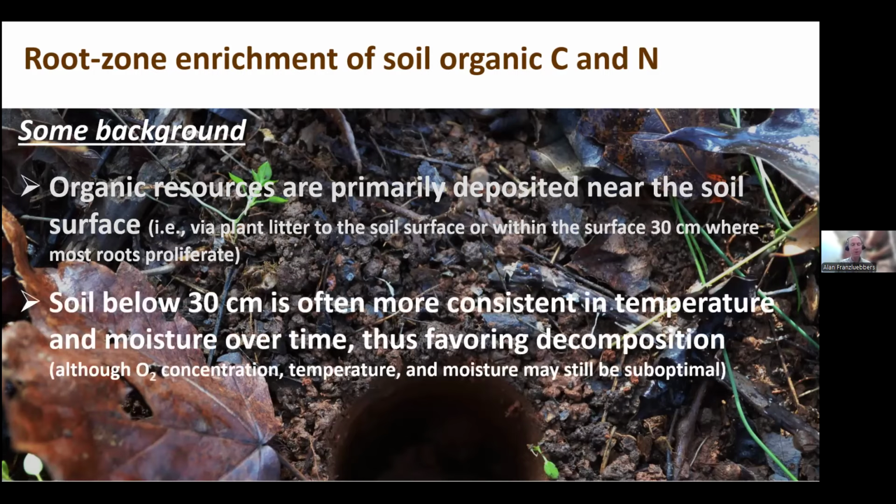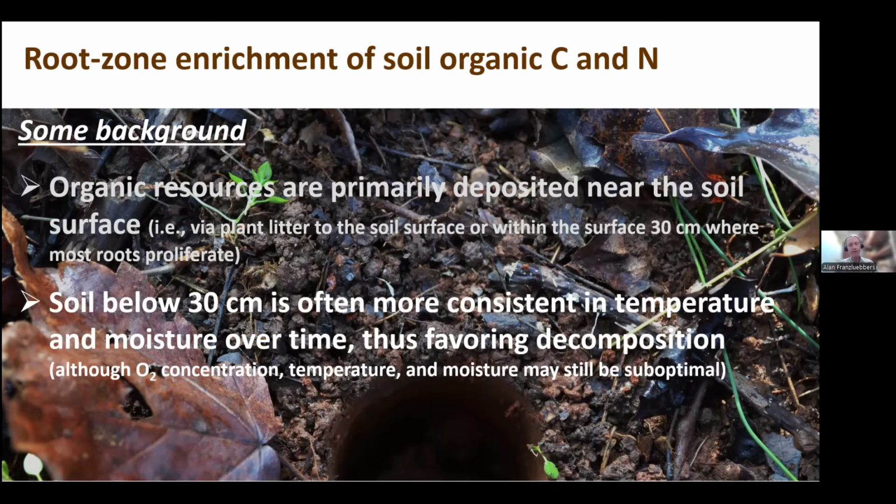And soil below 30 centimeters is often more consistent in temperature and moisture over time, thus favoring decomposition. And of course, I'm taking this from my own example in the southeastern US. We don't really have freezing soil temperatures other than the first couple centimeters. And we basically have conditions deeper in the profile that are favoring decomposition. And that's primarily why we don't have much organic matter deep in the soil profile.